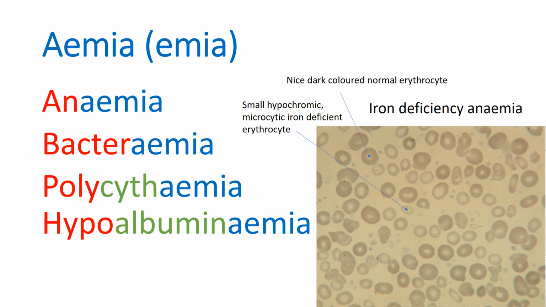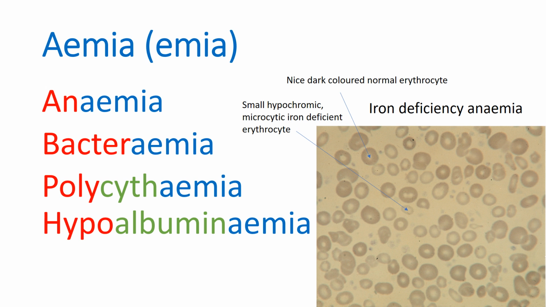Now, emia is spelled A-E-M-I-A in English and E-M-I-A in American English, but it's exactly the same word. And emia means present in the blood or a condition of the blood. And the Greek emia became hema in Latin. So heme is Latin, emia is Greek. That's why we have the two words.